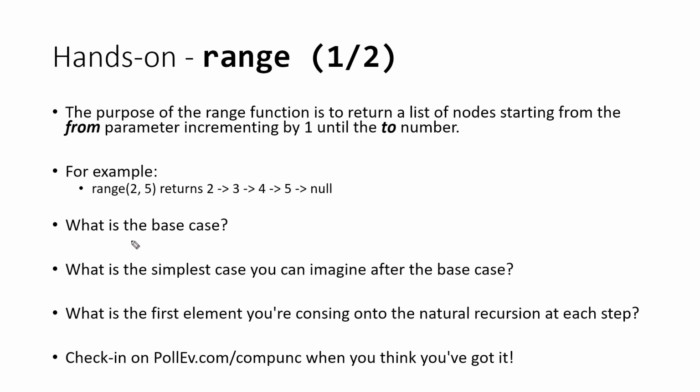So one of the key questions to consider is, what is the base case in this example? What is the simplest case we can imagine after the base case? And what is the first element you're consing onto this recursive process applied at each step? Right? So these are the 3 key questions to think about. And sadly, of course, we're not going to be actually checking in on poll everywhere, but there are questions on Gradescope to respond to relative to this once you've got a working implementation.